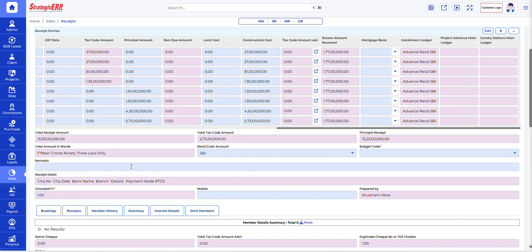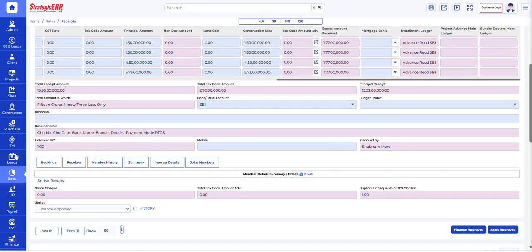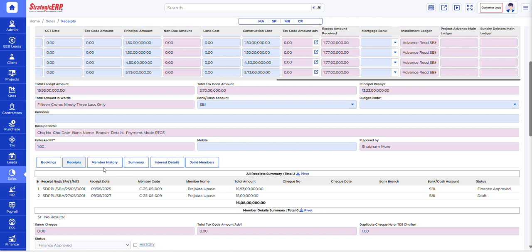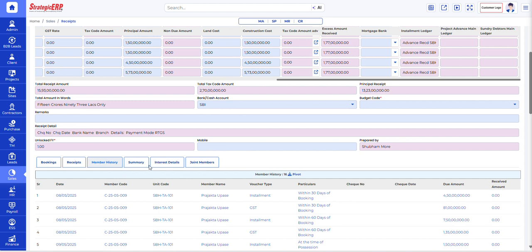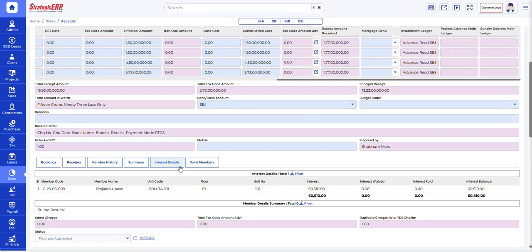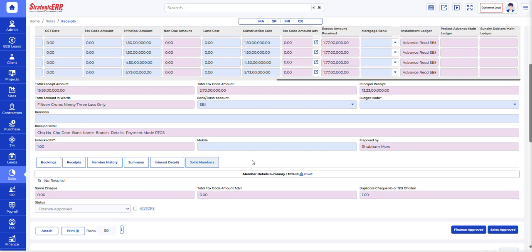Apart from that, you have other parameters like your bookings, your receipts, and the previous receipts which are completed. Then you have the member history information. Then there is a summary aspect: how much is GST, how much installment is paid and received, balance, dues and everything. Plus you have your interest details. Then you also know who your joint members are.